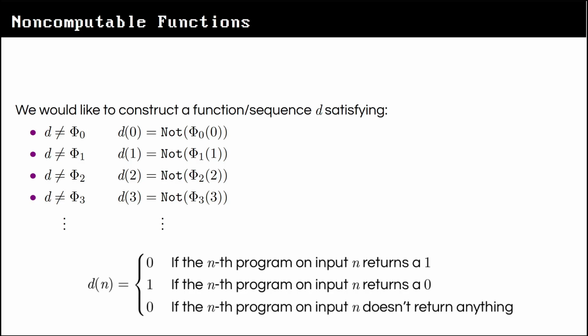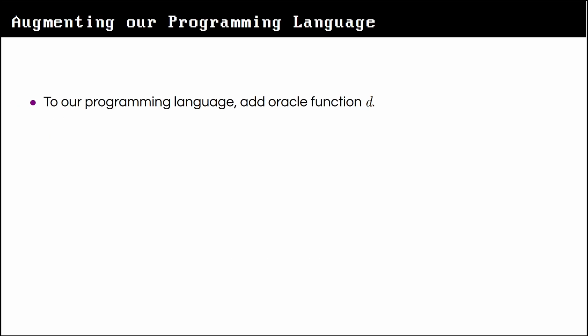If phi sub n of n eventually outputs a 0, we need our d to return a 1, and otherwise we should return a 0. But while we're waiting on phi sub n of n, we don't know which situation we're in, and so we don't know what to output. So far, this has all been fairly standard computable, non-computable stuff. But here's the clever bit.